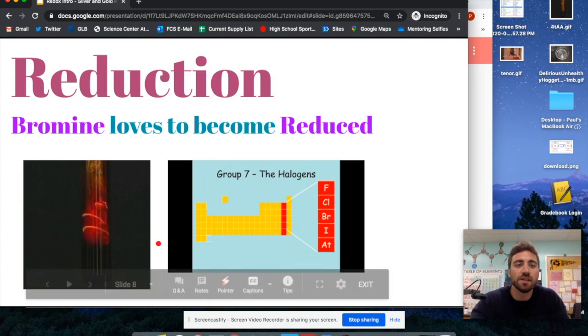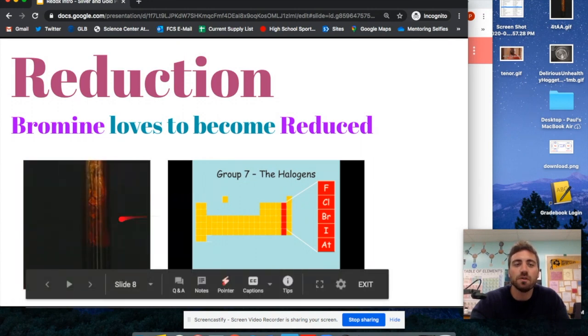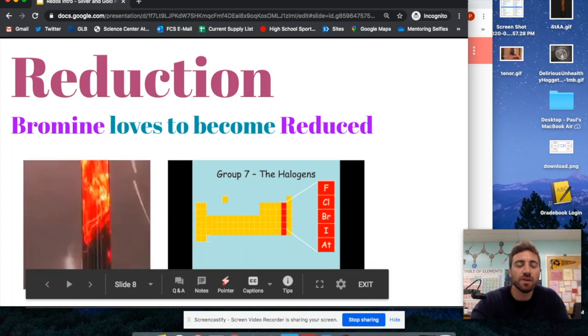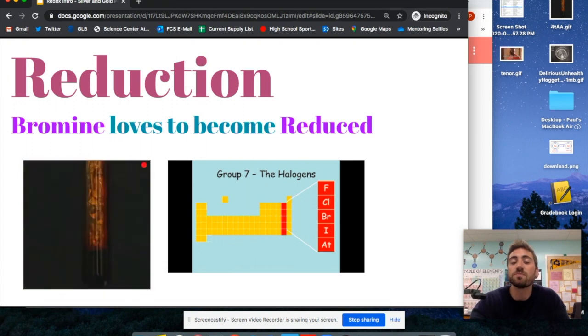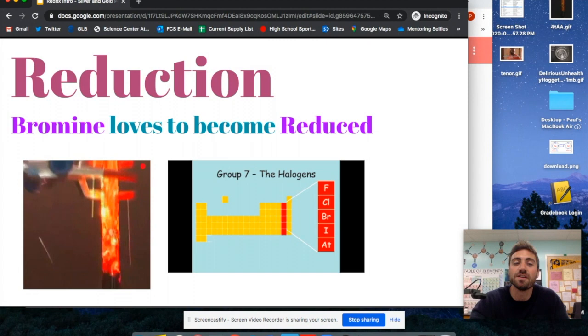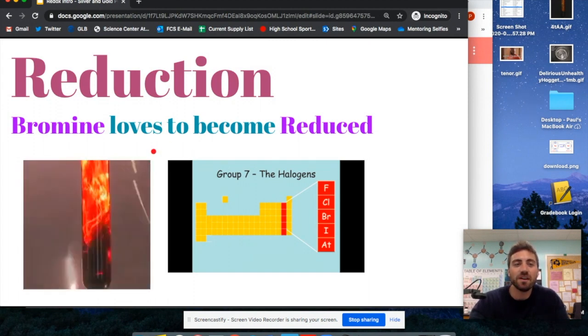Here's an element that loves to be reduced. Bromine is in the halogens. So we can see that in this reaction with aluminum. So when you take bromine, which is a kind of a gross looking liquid, and react it with aluminum foil, it's going to also catch on fire, and the bromine there is being reduced, which is the exact opposite of oxidation. So hopefully you can put the pieces together there and answer that question.